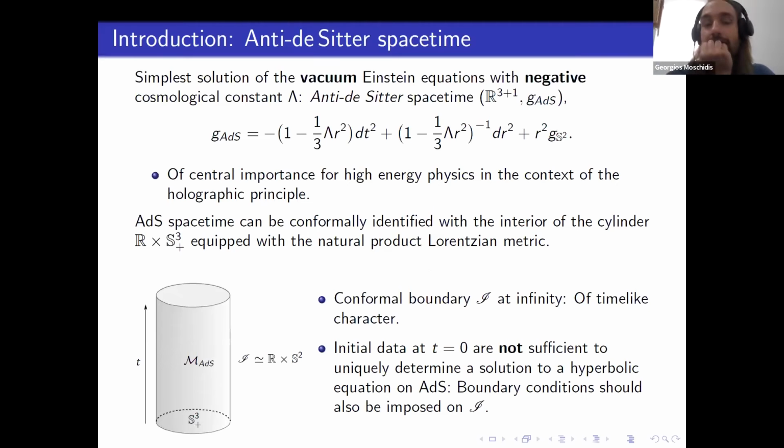Okay, so in this talk, we'll be mainly interested in the Einstein vacuum equations, or more generally, with a negative cosmological constant. In this case, we'll be interested in the most trivial solution of those equations, which is anti-de Sitter spacetime, with which most of you are familiar, of course. I've just written down the metric explicitly here in polar coordinates.